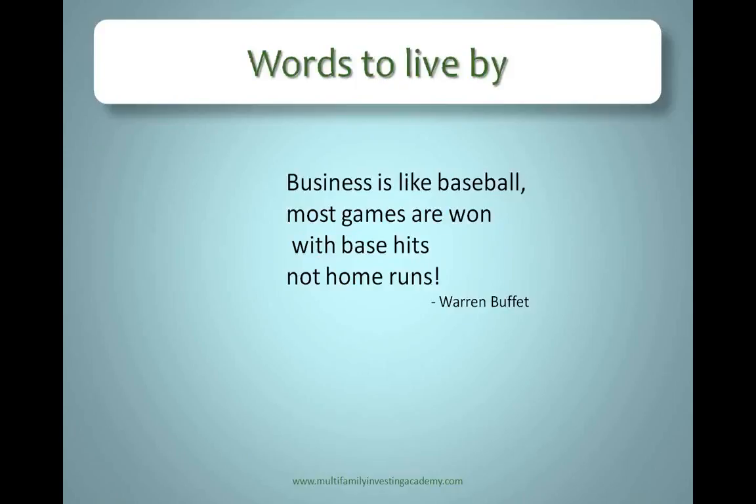This is one of my favorite quotes. Warren Buffett, all of you, of course, know who Warren Buffett is. He's just this amazing investor, and he talks about business being like baseball. Most games are won with base hits and not home runs. I think that's an analogy I really like to think about personally, and I use it frequently in my advisory of any type of business: rapid growth is very risky.